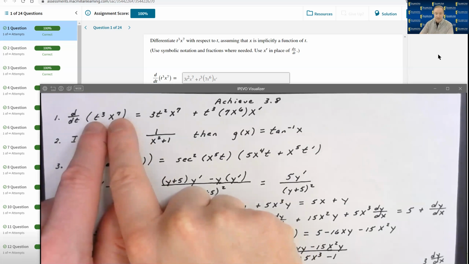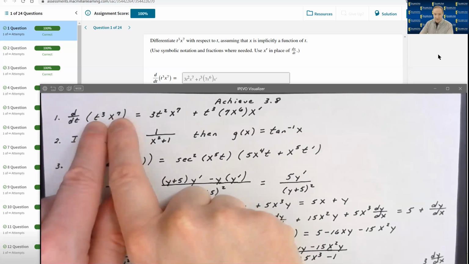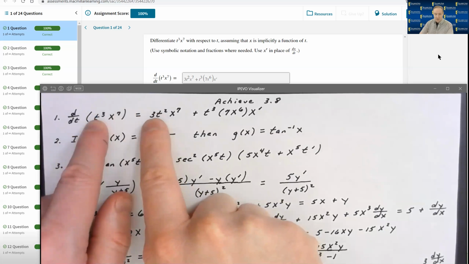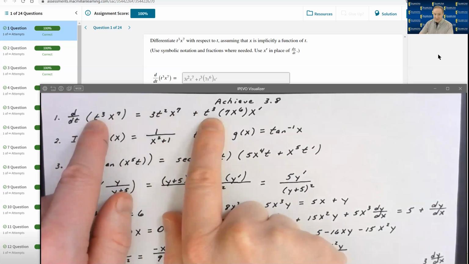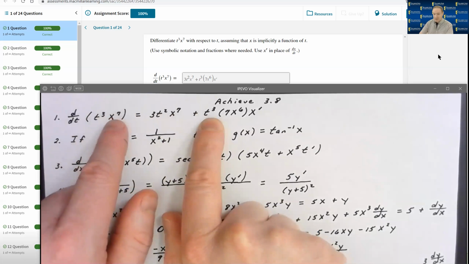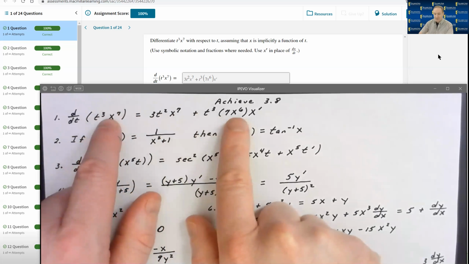So when I take the derivative with respect to t in this problem, I can say, well, all right, it's a product. It's the function t cubed times the function x to the seventh. And again, since x is a function of t, now when I take the derivative, I say, well, the derivative of the first, 3t squared, times the second, plus the first, t cubed, times the derivative of the second. And here's where I have to say 7 times x to the sixth.